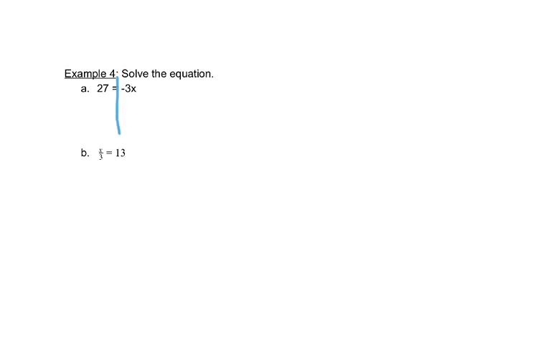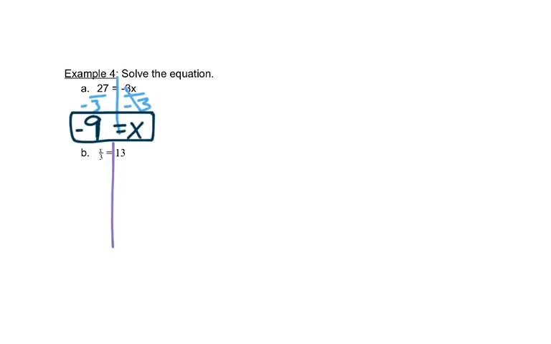So here we draw a line down. It's negative 3 times x, so we would divide both sides by negative 3. That leaves an x on the right, and 27 divided by negative 3 is a negative 9. It doesn't matter whether the letter is on the left or the right. It's still solved.